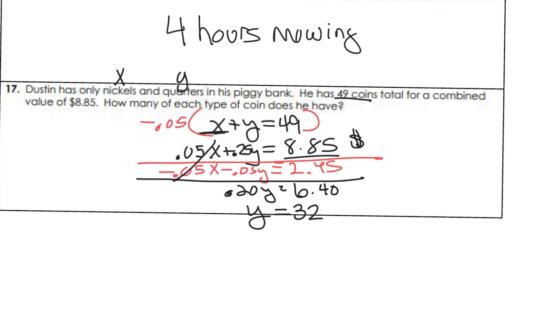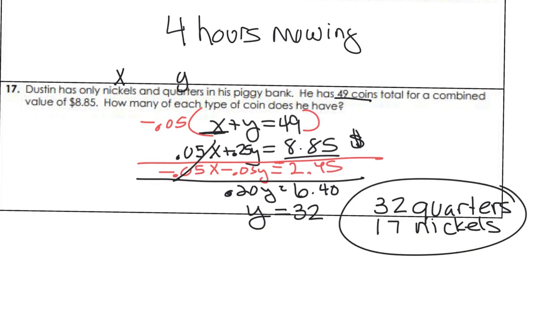So he had 32 quarters. And we know he had 49 coins, right? So 49 minus 32 would be 17 nickels. Yay. Okay, because we know he had 49 total coins, and they were only nickels and quarters. So if we take away the quarters, that leaves us 17 nickels. All right.